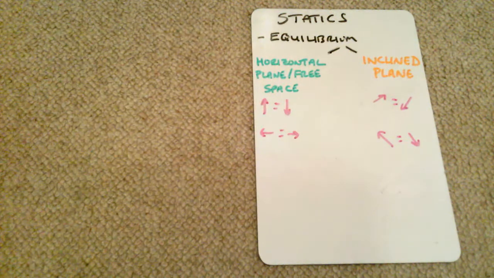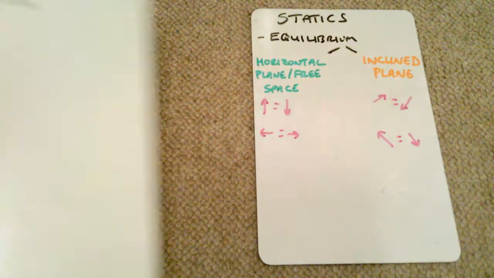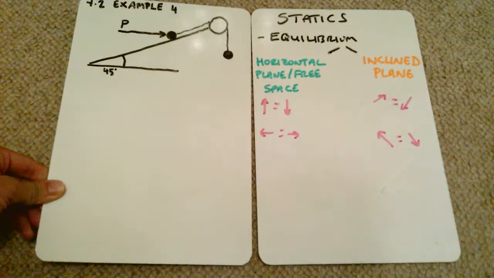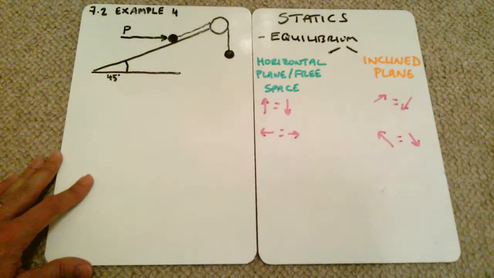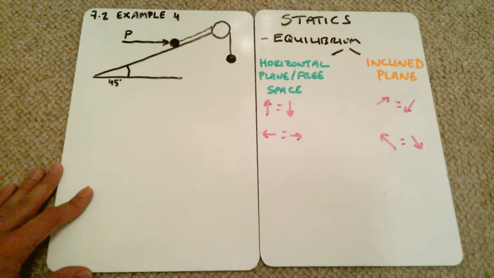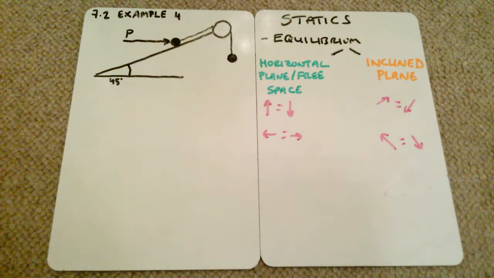Okay, we now come to example 4 from chapter 7.2, and this time we're dealing with an inclined plane and also linking it to the topic of connected bodies and pulleys. First thing we're going to do is put in our forces and then resolve and then work out our values. Now the question is specifically asking for the value of P and the normal contact force, the normal reaction force, for the 3 kilogram particle up here.